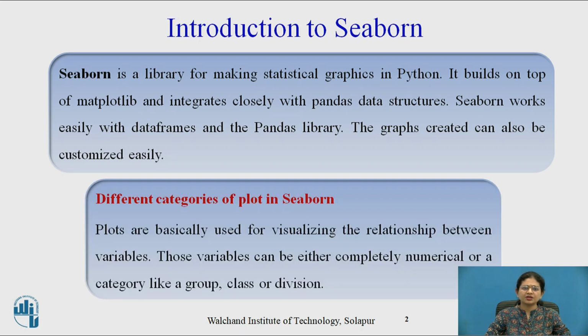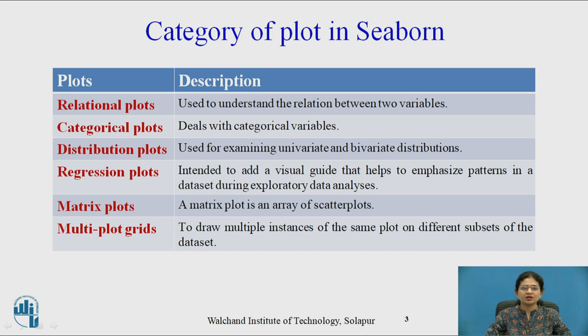Now let's see the different categories of plots in Seaborn. The plots are basically used for visualizing the relationship between variables. Those variables can be either completely numerical or categorical, like groups, classes or divisions. So here are the various categories of plots in Seaborn: relational plots, categorical plots, distribution plots, regression plots, matrix plots and multi-plot grids.